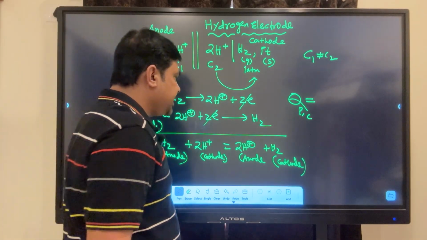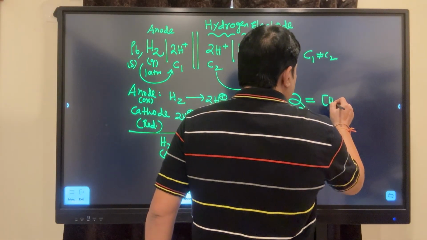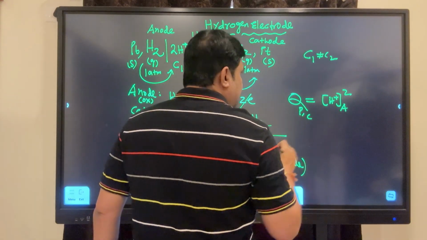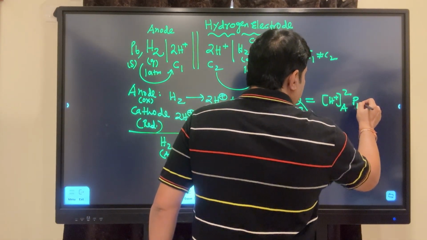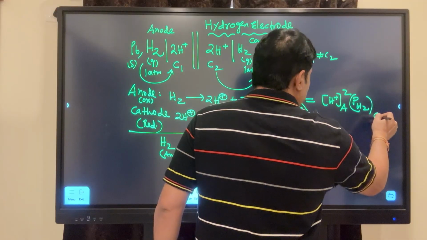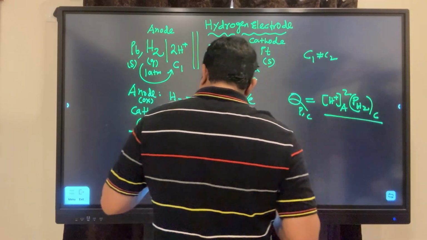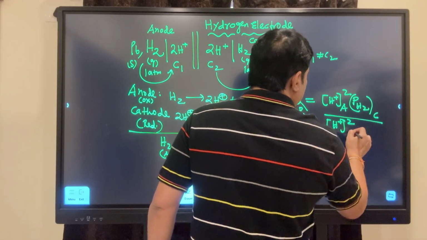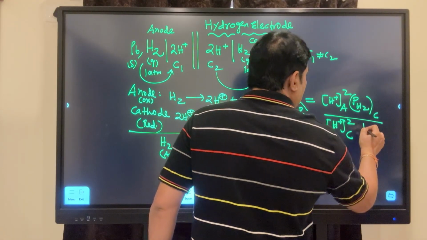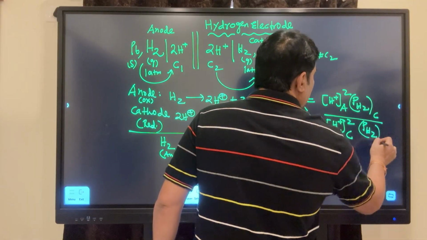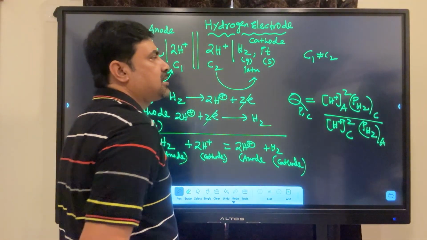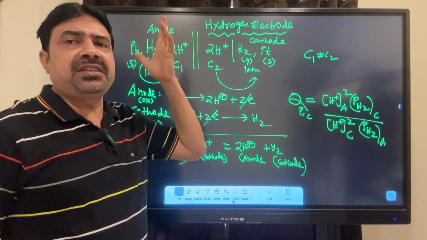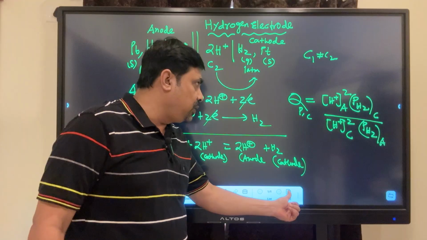So the Qpc expression will be equal to H plus concentration to the power 2, where this is at the anode, that's why I am giving A, into partial pressure of H2 at the cathode, that's why I am giving C, divided by H plus concentration to the power 2 at the cathode, into partial pressure of H2 at the anode. This is my Qpc expression. Now let us put these things into the Nernst equation and check what we get.